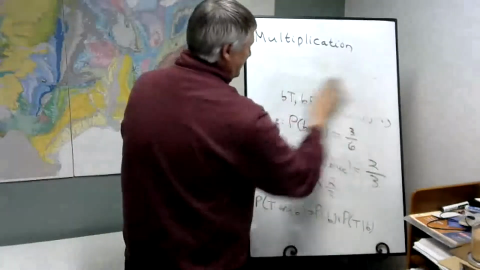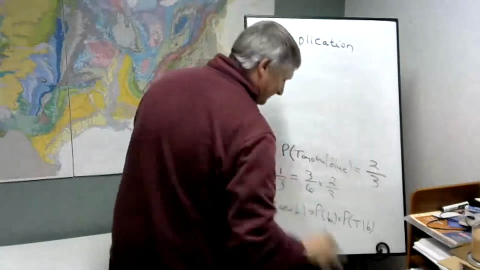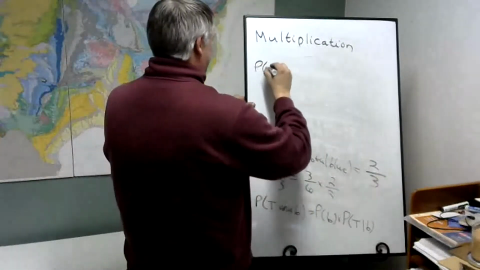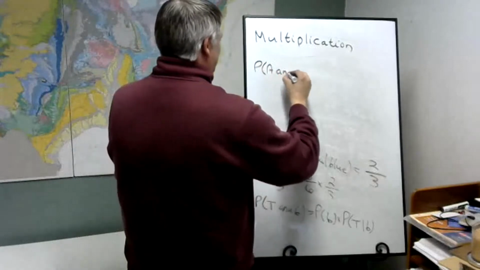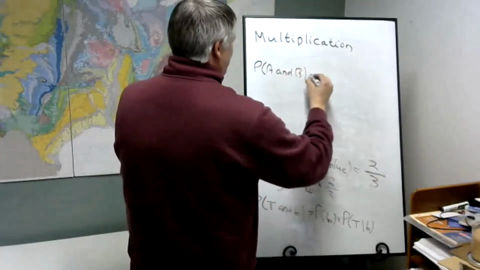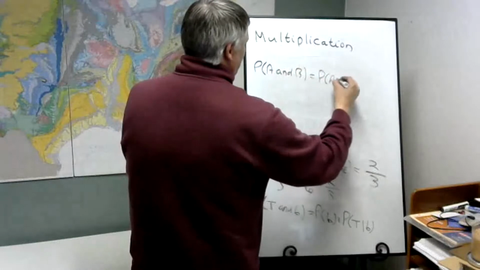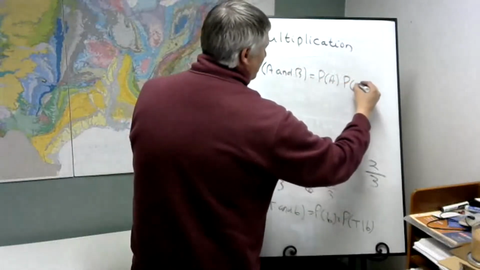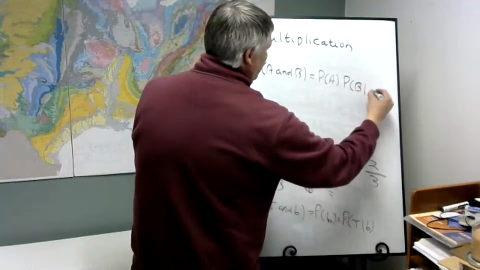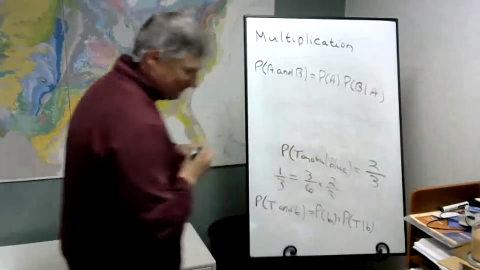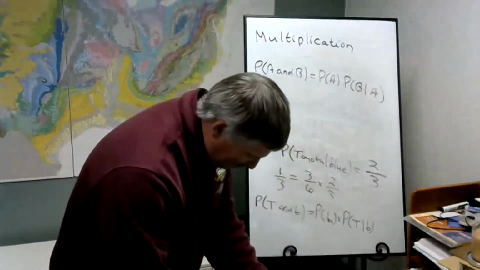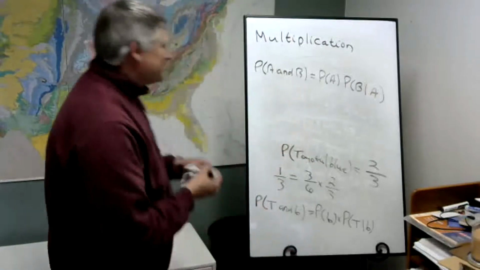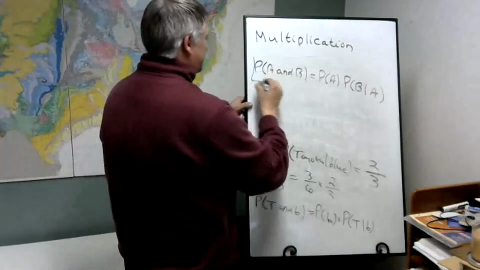This is actually a general formula. The probability of A and B will be the probability of A times the probability of B given A. And so that's a general formula that we can use.